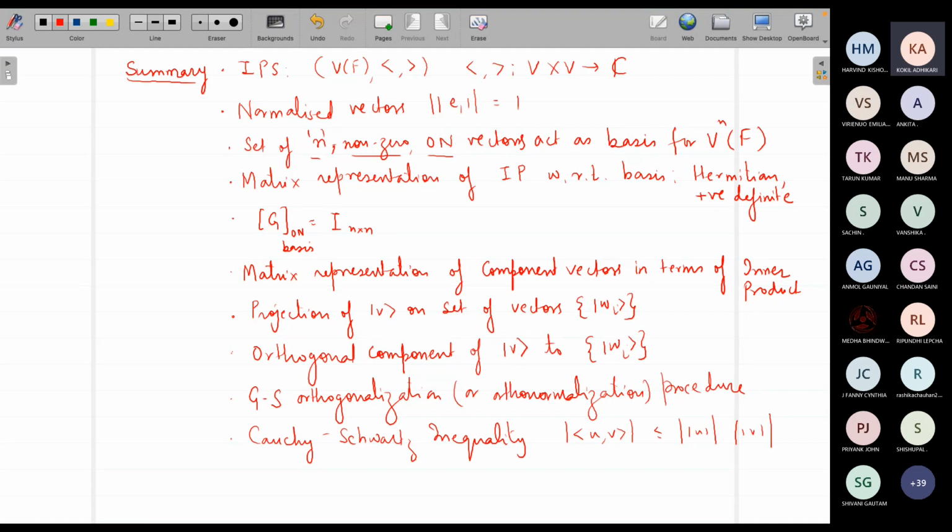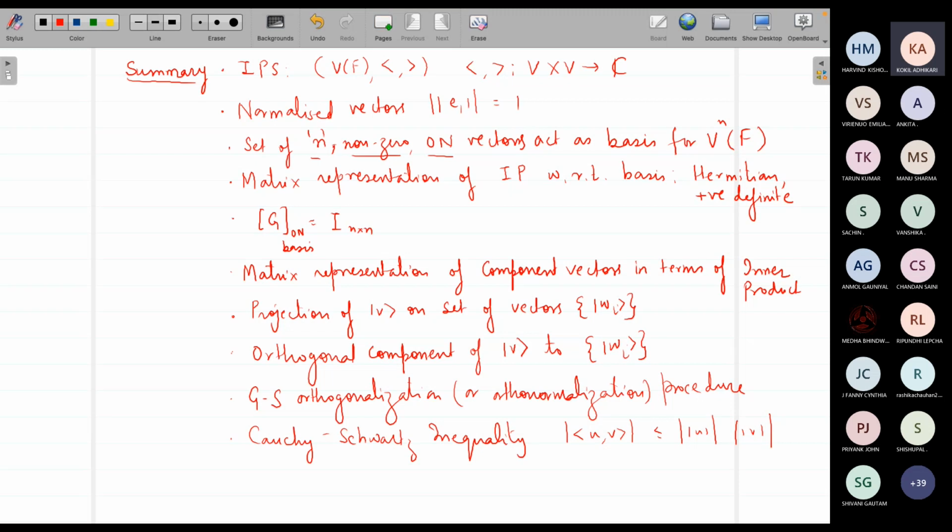So let me just have a quick summary of what we have been doing, and then we'll come to today's class. We started with this inner product space. We did it for the complex vector space, but similar properties are there for the real inner product space, except that there is no conjugate symmetry. It will be the symmetric one. This inner product space allows us to define norms. That means we can normalize our vectors. Not only that, we can have a set of n non-zero orthogonal or orthonormal vectors which can act as a basis for any n-dimensional vector space.